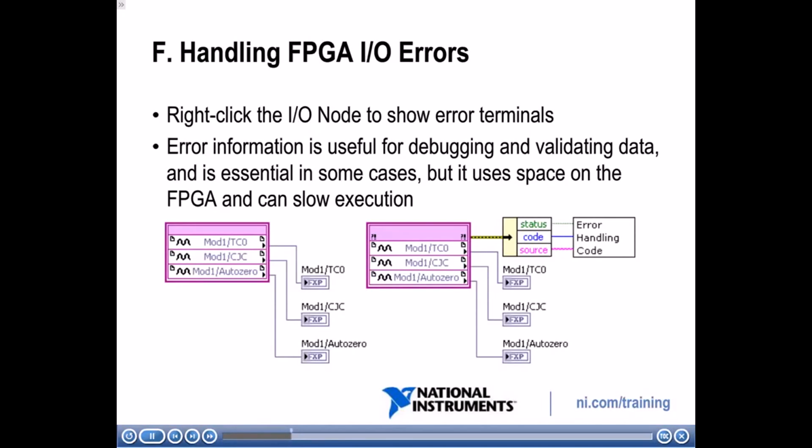Error information is useful for debugging and validating data, and it's essential in some cases, for example, if you're working with some safety equipment. But it uses space on the FPGA and can slow execution. Every time you're outputting the errors, it takes some FPGA resources to implement that. So in general, you only want to show the error terminals if you really need to use those errors. If you're not using the error information, you typically want to not show those error terminals.